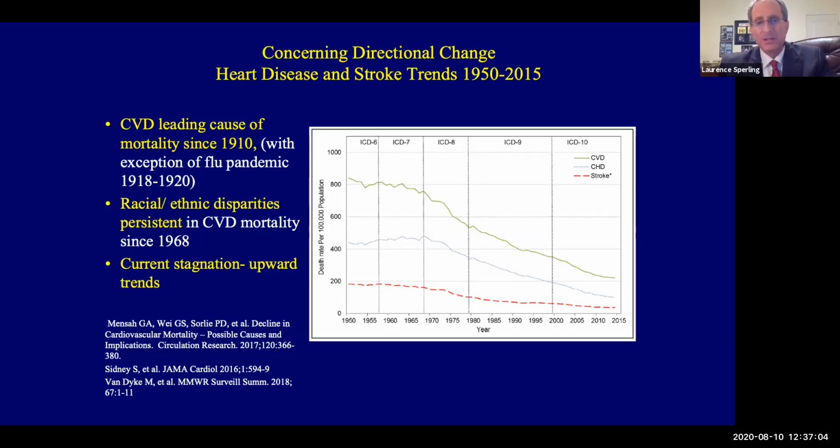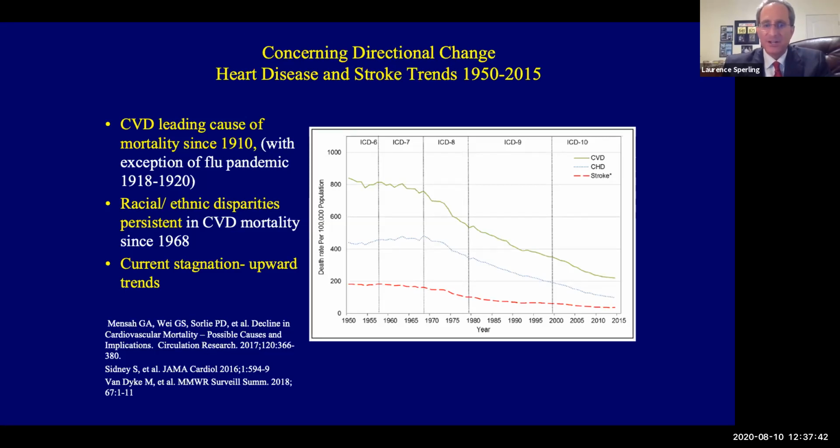If we look at the trends related to cardiovascular mortality and stroke mortality all the way back to 1950, cardiovascular disease, as Dr. Bommer mentioned, has been the leading cause of death in our country since 1910, with the exception of 2 years. And these 2 years were the 2 years of the flu pandemic. And I hope that cardiovascular disease will not be overtaken by COVID. And that is one of our goals in the months ahead.